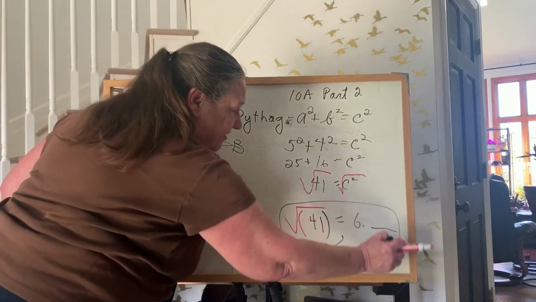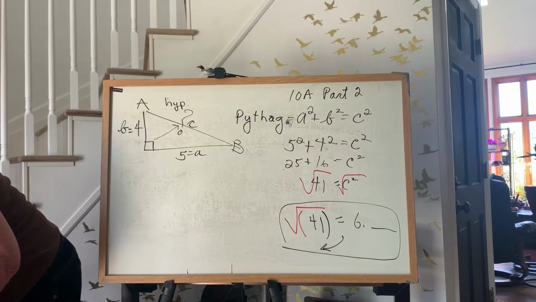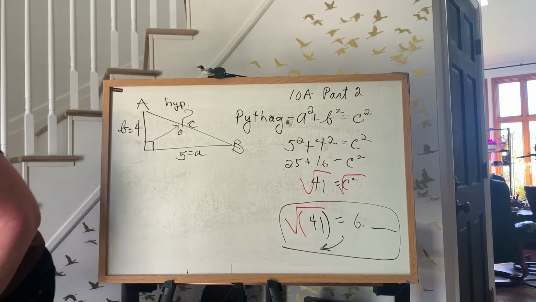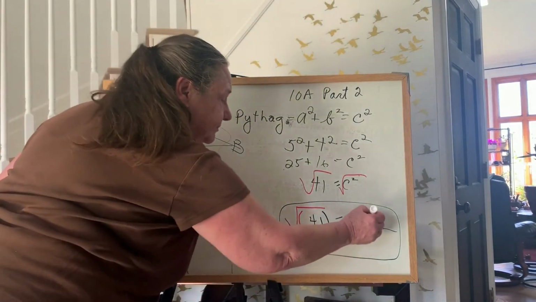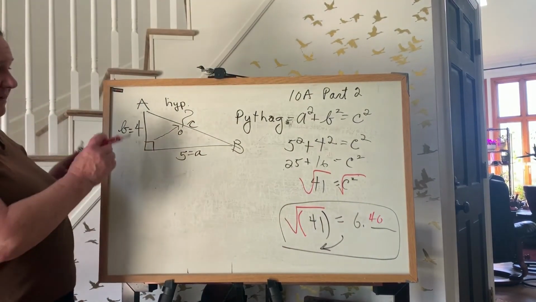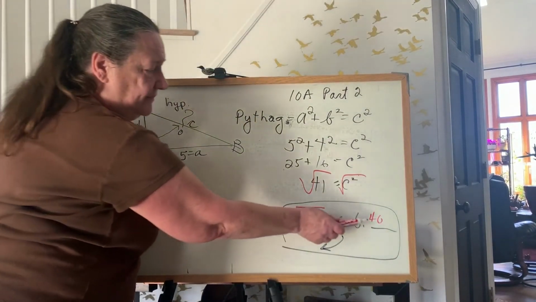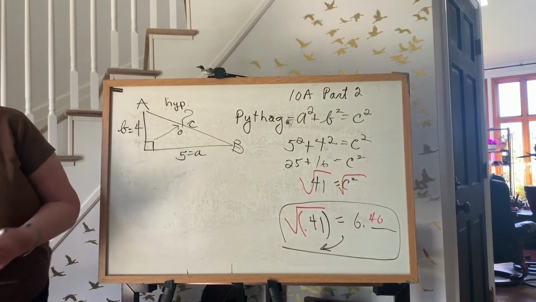You can also give me the decimal, which is 6.40. That would be okay too, okay? So, I like this answer.